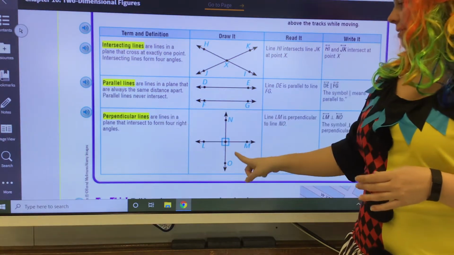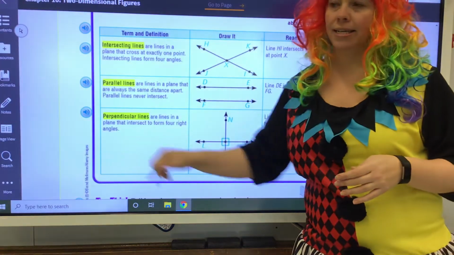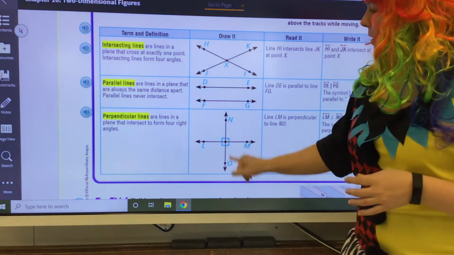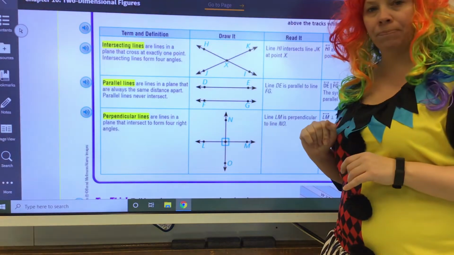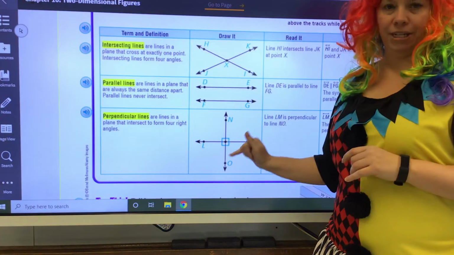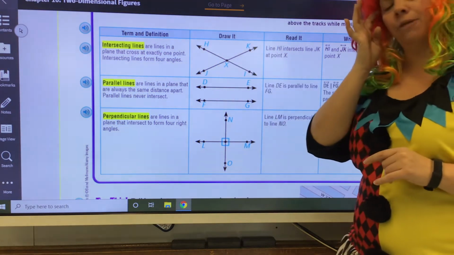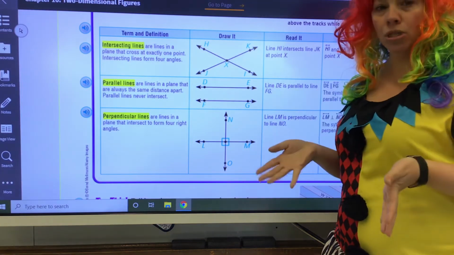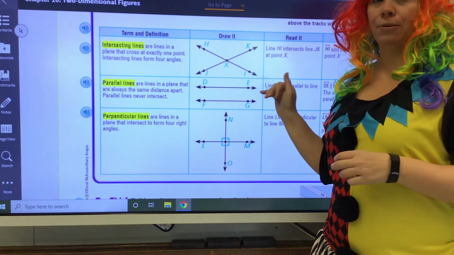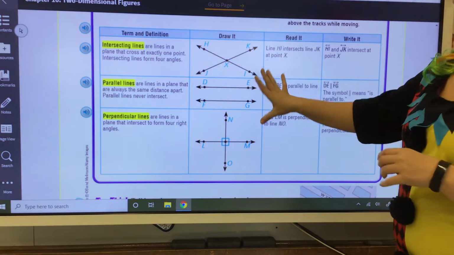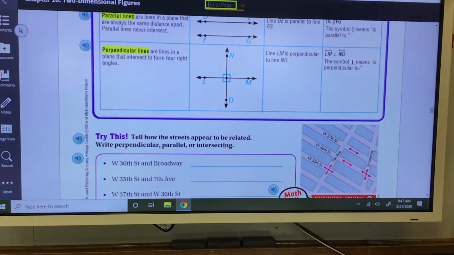And then perpendicular lines. Now you're gonna notice this form right angle, that word is gonna keep popping up, okay? The perpendicular lines form right angles. So you can see there's little boxes in there because that is at a right angle to each other. These two, intersecting lines and perpendicular lines, are probably gonna be the ones you get confused the most on IXL. But we're gonna do a couple examples together, so hopefully that'll help you. All right, so keep this page as a reference. And let's jump to page 563.